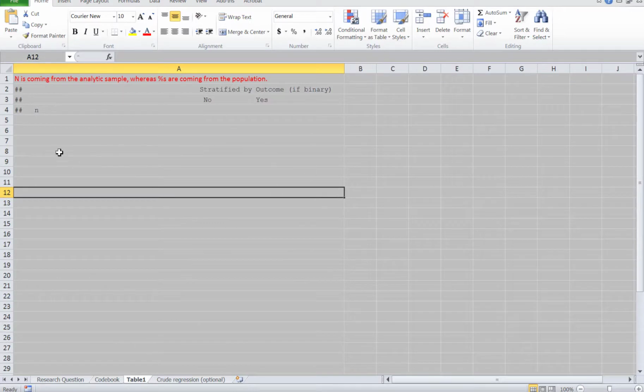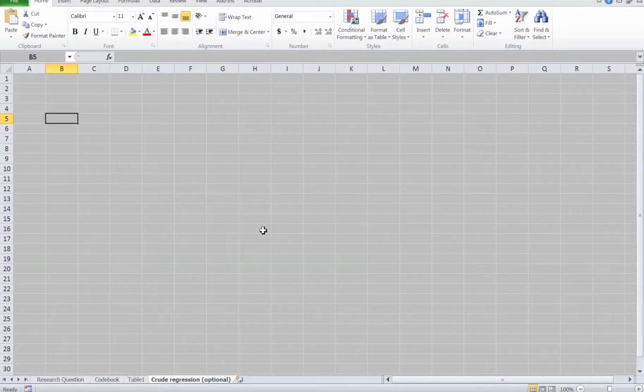Then you need to talk about or provide a table 1 where you are stratifying by the outcome, and optionally you can paste your regression output, which is the basic crude regression, the association between your outcome and exposure without adjusting any confounder. Right, so this is the template.